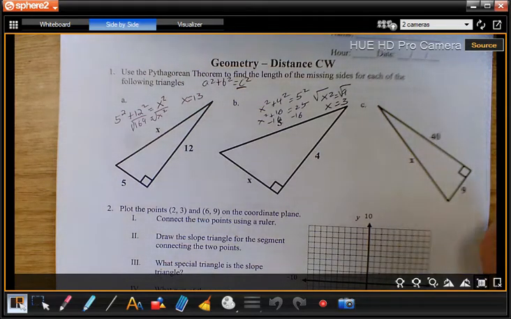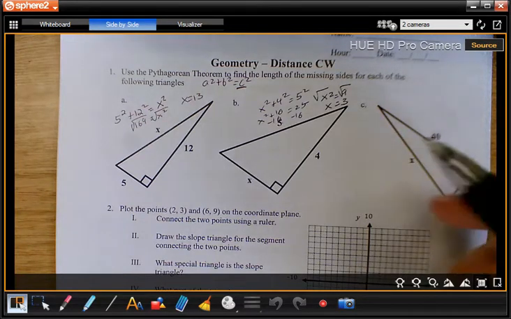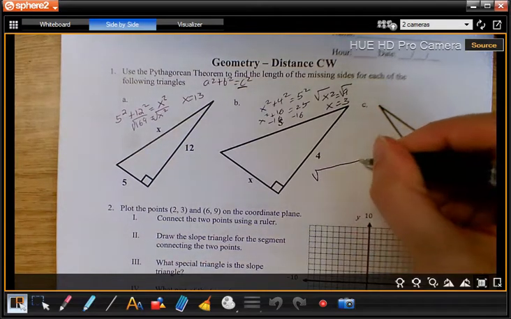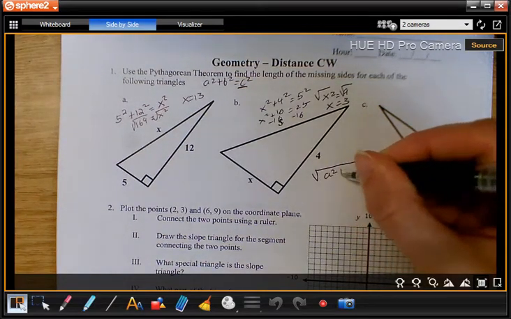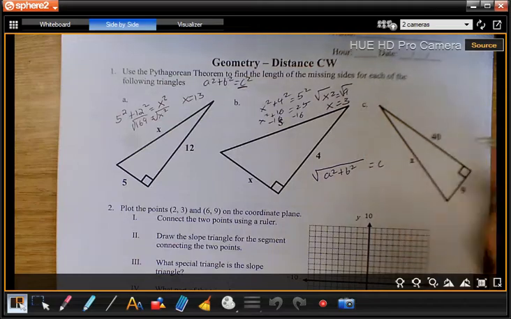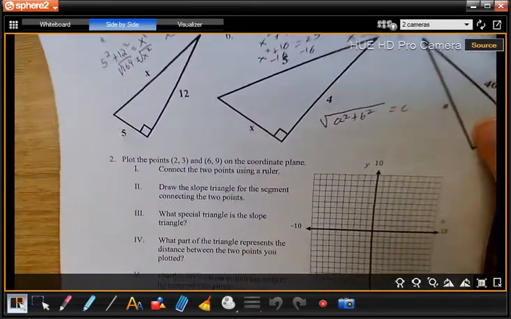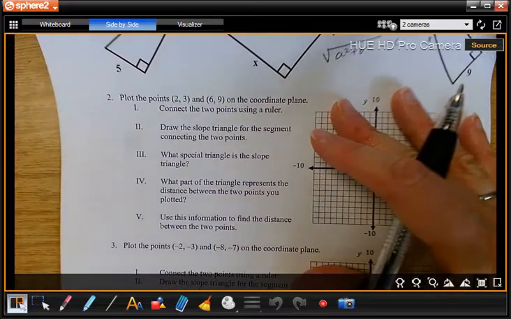We're going to talk about the distance formula. It's almost like the Pythagorean theorem, except we're going to make it the square root of a squared plus b squared equals c. So we're just going to stop like that. So we're going to do the same thing we've done before. Again, it says ruler. I'm just going to use this little notepad to do it.